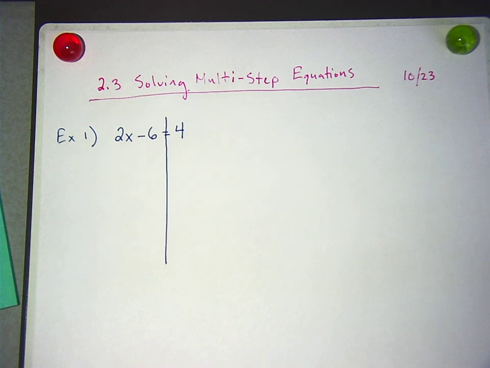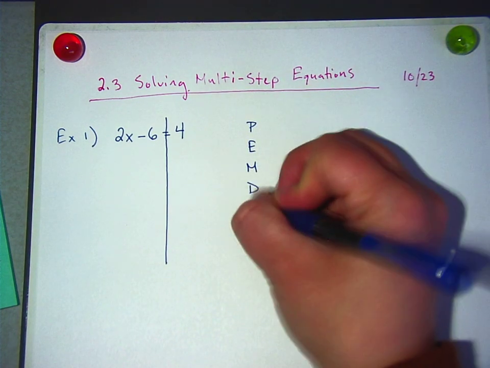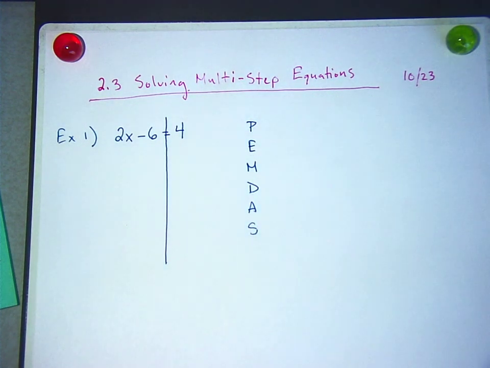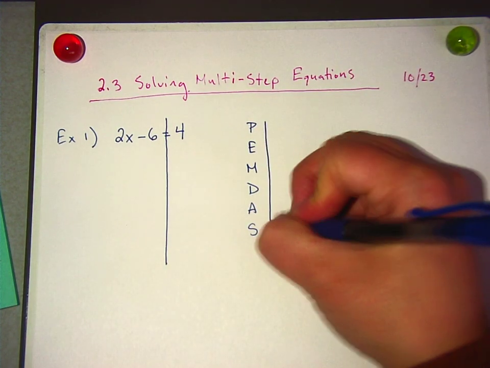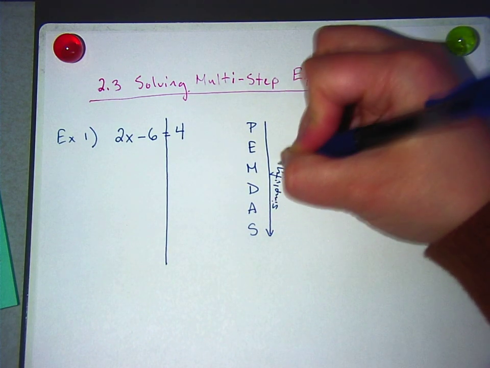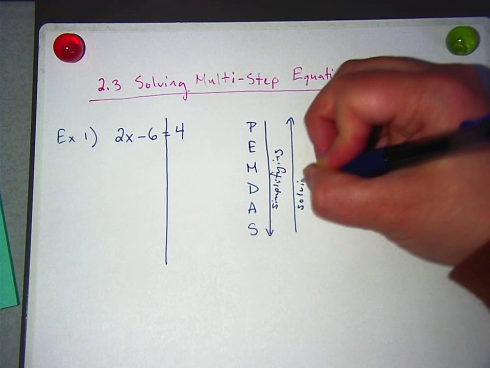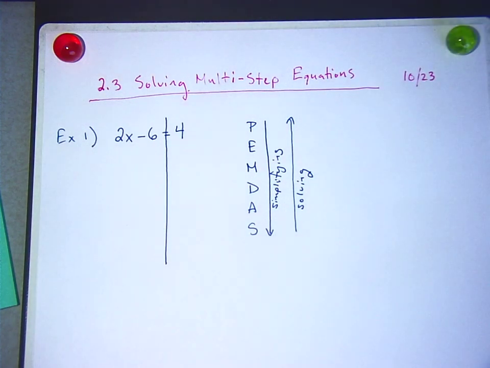The question is, what order do you detangle stuff in? Do you guys remember PEMDAS? Write it down, PEMDAS. When you're simplifying, you go this way. But when you're solving, you go the other way, because it's kind of like the opposite. So the first thing we're going to take care of when we're solving multi-step equations is the addition and subtraction. Then we'll take care of multiplication, division, then exponents, and then parentheses.